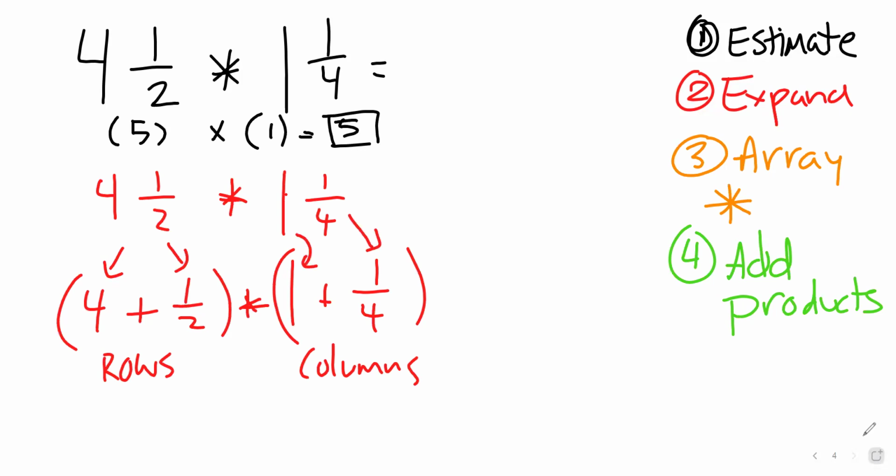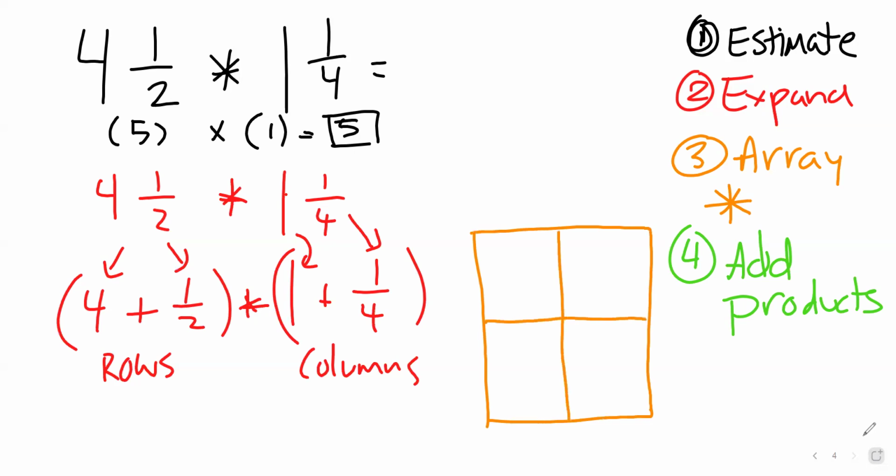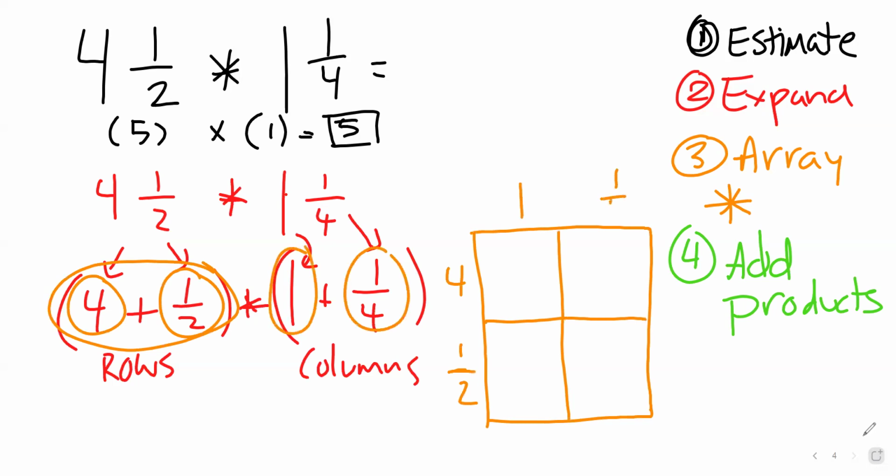Okay, so now we're going to build an array, which I said I'm going to do all on one page, so this is going to be silly. Let's see, we did that with orange. So I'm going to build my array, which is rows and columns. Ooh, I hope this isn't too small. And I see here with my rows, I have 2 of them. I have a row of 4 and I have a row of 1/2. And then as I go up here, I have a column of 1 and I have a column of 1/4.